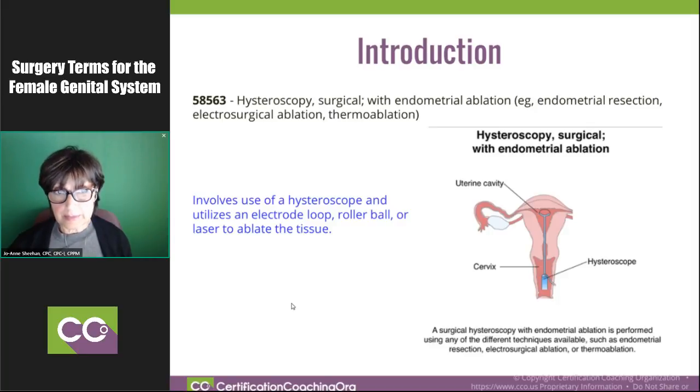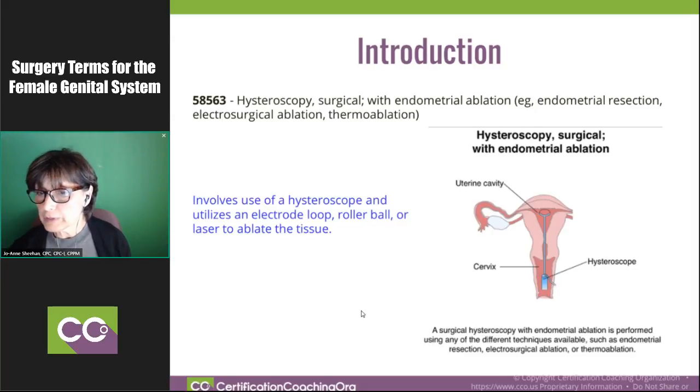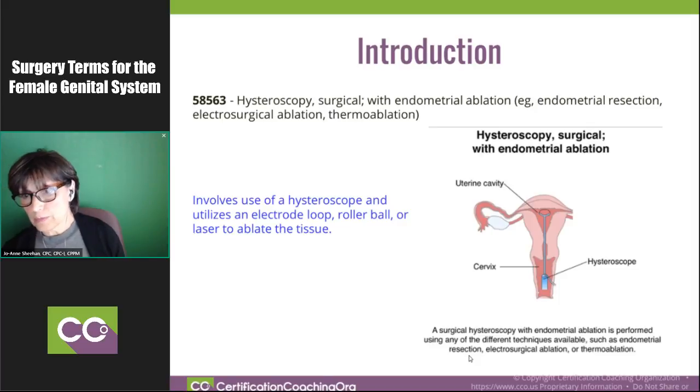And this involves the use of the hysteroscope and utilizes an electrode loop, a roller ball, or a laser to ablate the tissue. So here, again, we have the uterine cavity, here's the cervix, and here is the hysteroscope. So a surgical hysteroscopy with endometrial ablation is performed using any of the different techniques available, such as an endometrial resection, which is an excision, cutting out, electrosurgical ablation, or thermoablation.